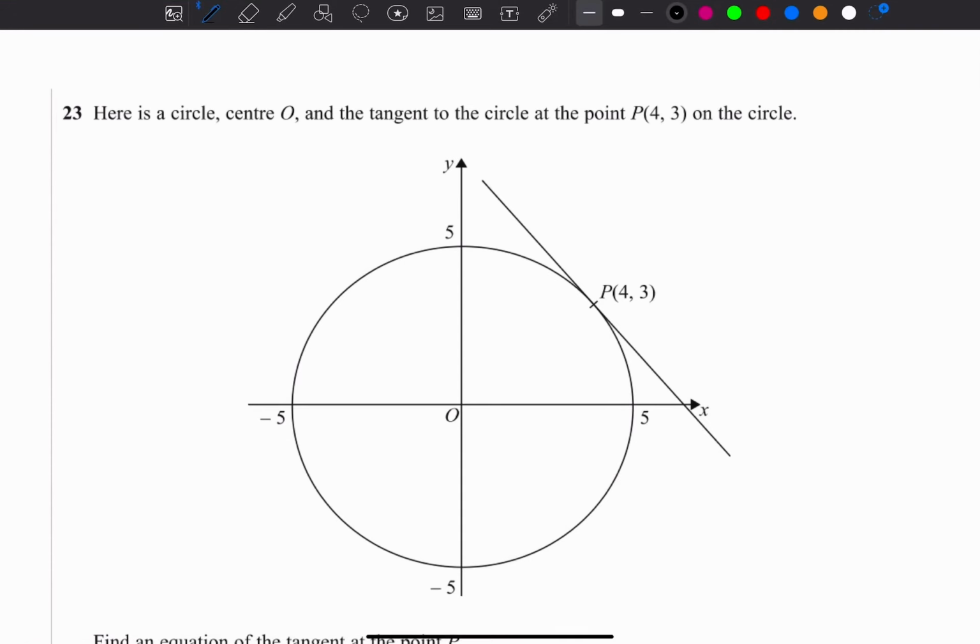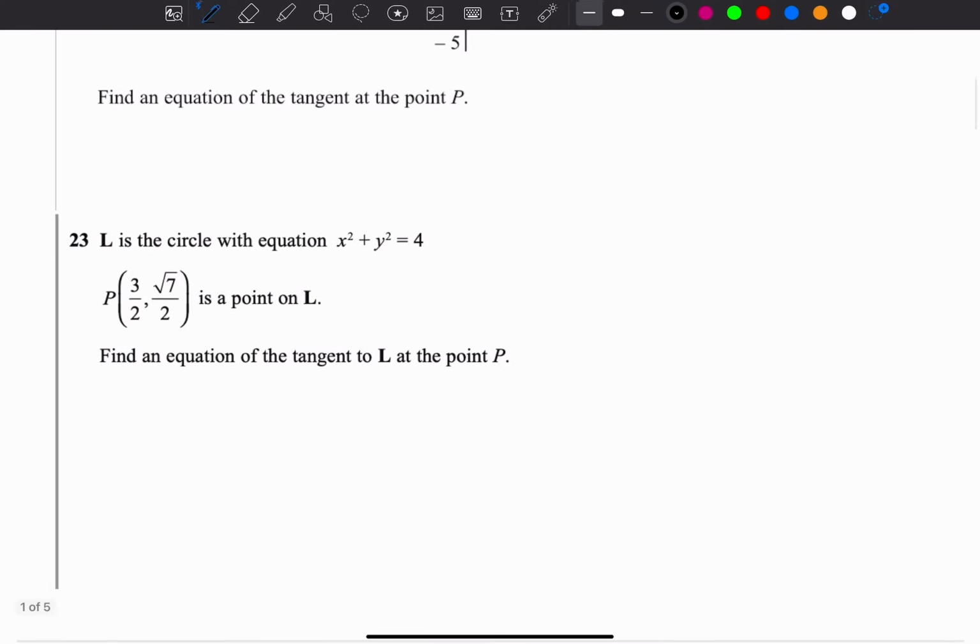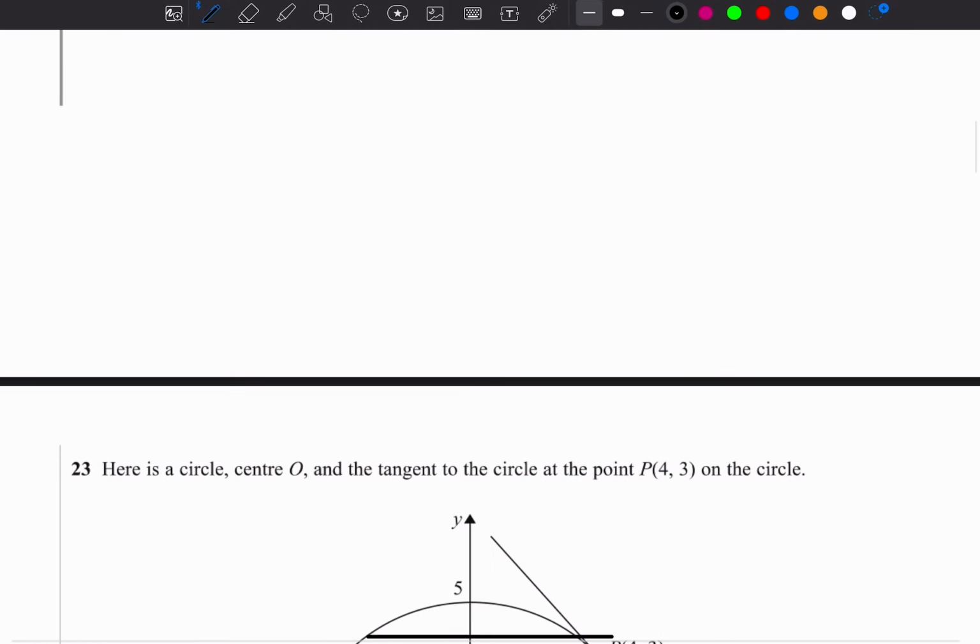Okay, so we're looking at tangent at circle. Let's say the generalized equation for a circle is x squared plus y squared equals r squared, and the center, for GCSE, is always going to be 0, 0, the origin.